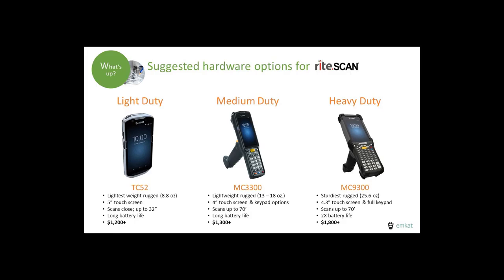So on the left-hand side, you can see a light-duty device that's just a touchscreen cell phone style device. And on the far right, you can see a more traditional style device that looks familiar. It's the new version of that MC9000 series device. So what we're looking at here are representations of these new platforms starting in the low $1,200 all the way up to $1,800 plus for some of the higher duty devices. What we're also seeing is emergence of much larger screens.